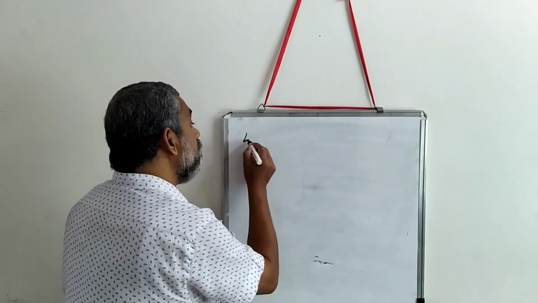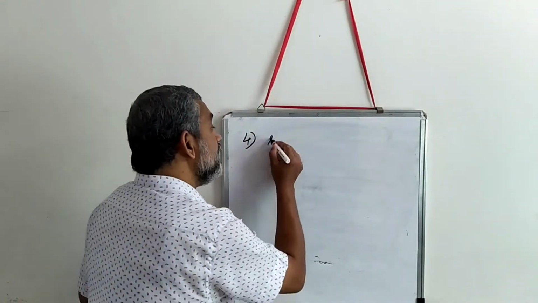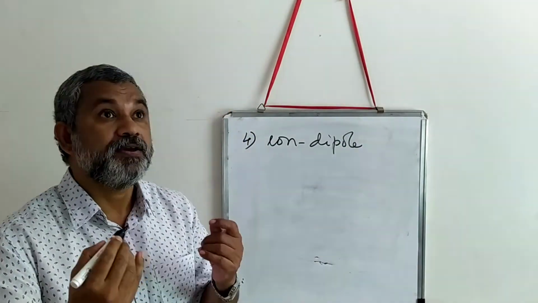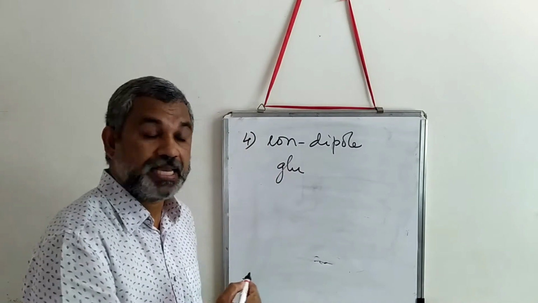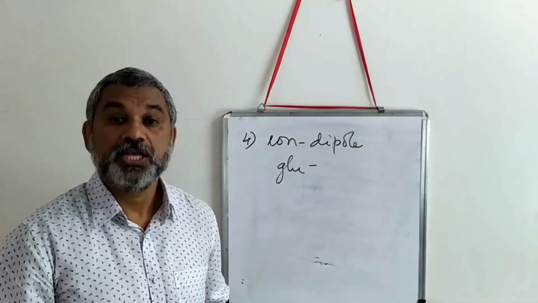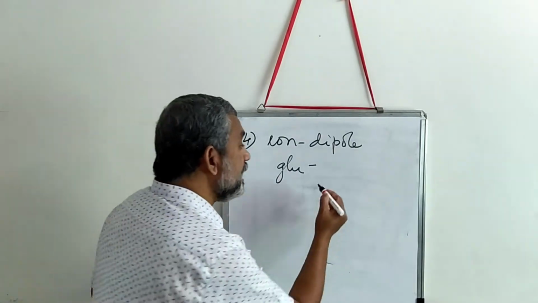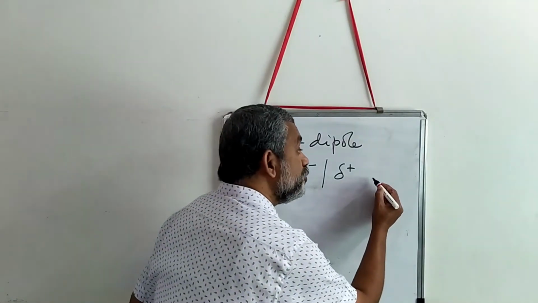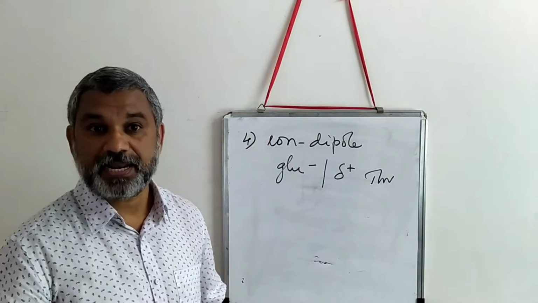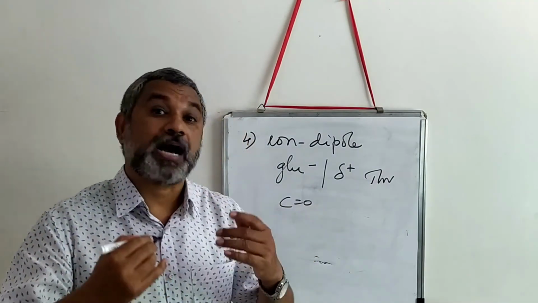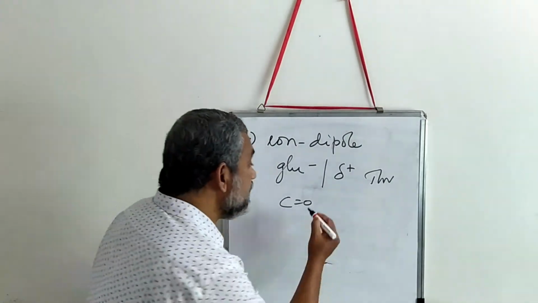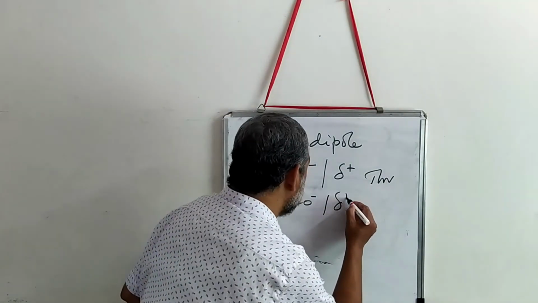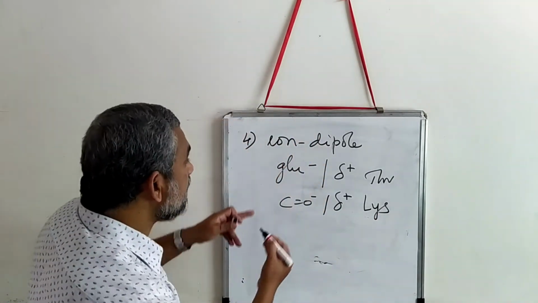The fourth kind of non-covalent interactions are the ion dipole interactions. For example, if you look at glutamic acid, it will have a negative charge. This negative charge can interact with a slight positive charge of certain amino acids like threonine, etc. That is one possibility. Or the carbonyl groups that will have a slight negative charge can interact with the delta positive of lysine. So these are examples of ion dipole interactions.